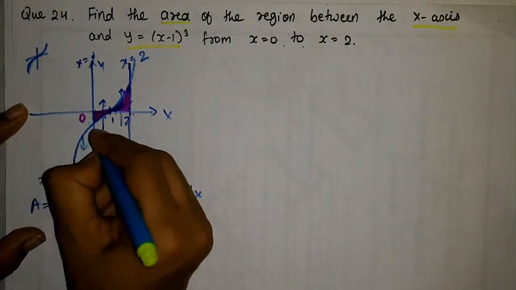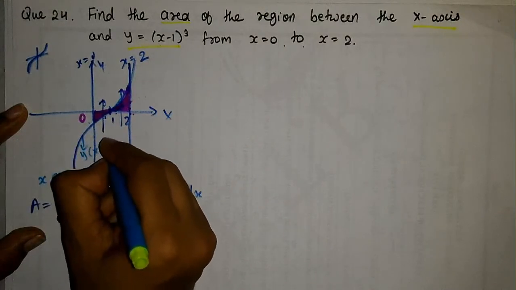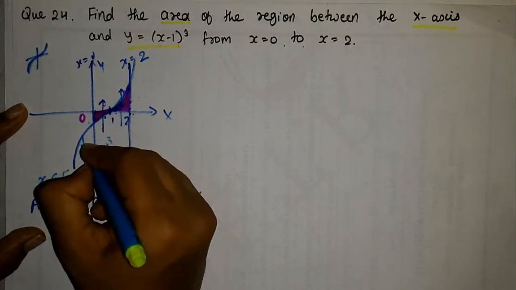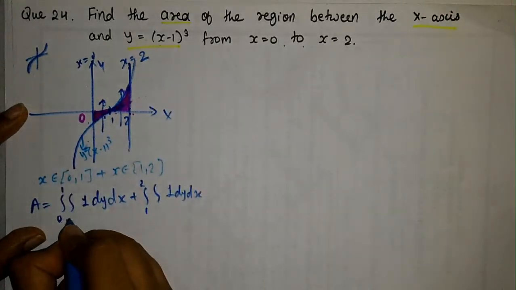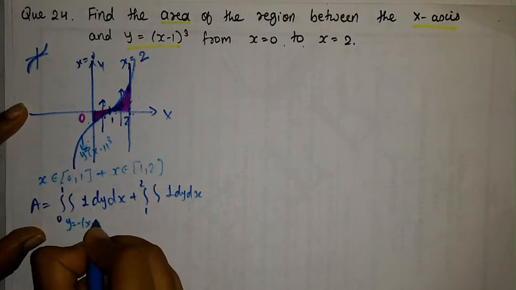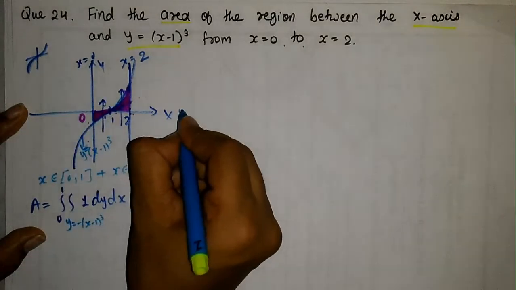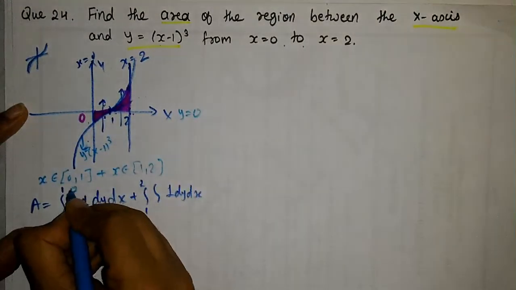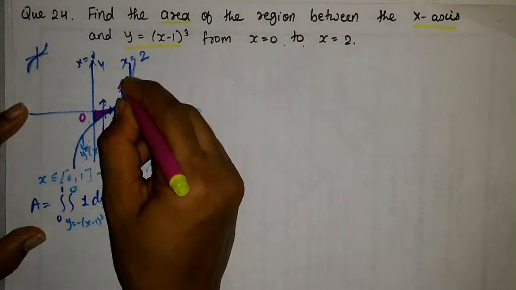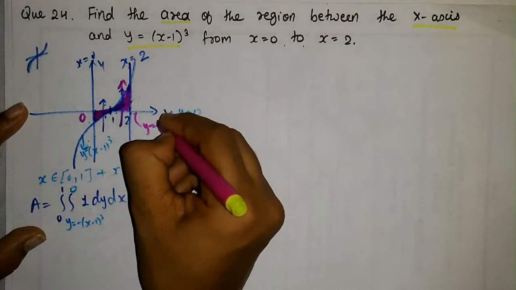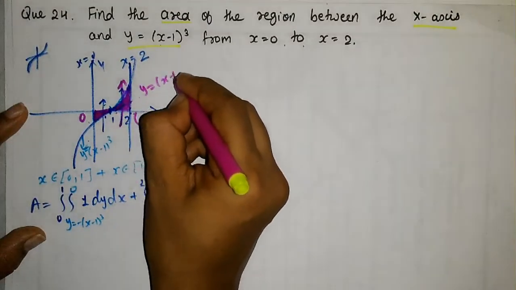It's entering from y is equal to (x minus 1) whole cube, but it's in the negative region, so y will be negative. So it's entering from y is equal to minus of (x minus 1) whole cube and leaving from y is equal to 0. In the similar way, here it's entering from y is equal to 0 and leaving from y is equal to (x minus 1) whole cube.